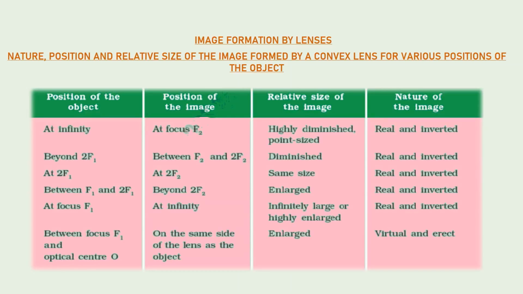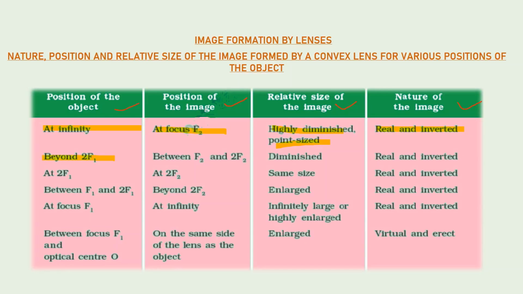Image formation by lenses. What type of image will be formed by the lenses? What will be its nature, position and size when an object is placed at different positions? So there is a table which shows the position of the object, position of image, relative size of image, nature of image. So when the object is at infinity, the image will be formed at focus. It will be highly diminished, point in size. Nature of image, it will be real and inverted.